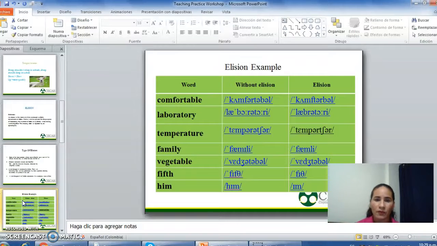Elision examples. Words without elision: comfortable, laboratory, temperature, family, vegetable, fish and chips. With elision: comfortable, laboratory, temperature, family, vegetable, fish 'n' chips.